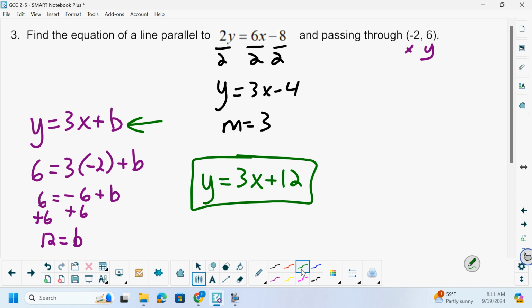If you ever want to check your answer, just put this equation in a graphs page and do a Control T. When you look through the table, check and see if negative 2 comma 6 is one of the points in your table. If it is, then you can be confident that you have the right answer.